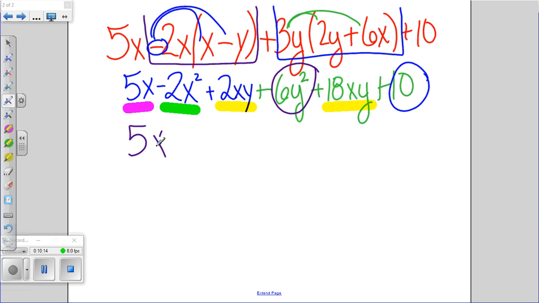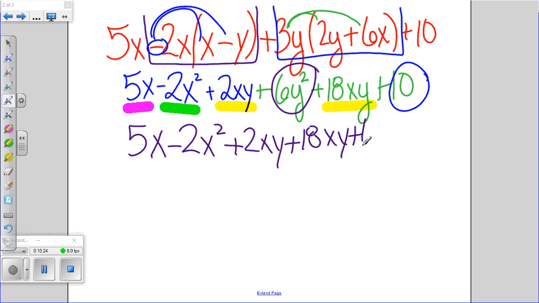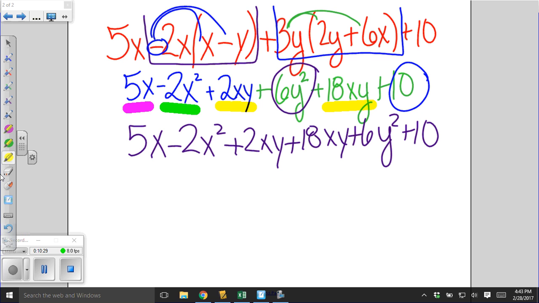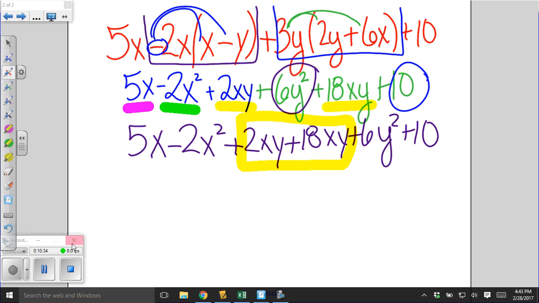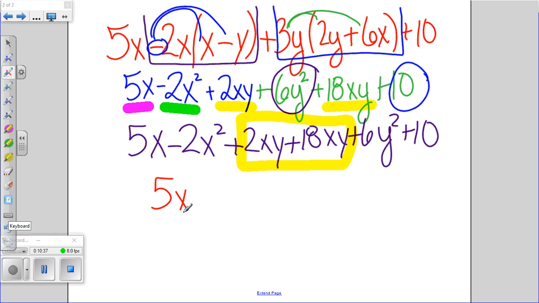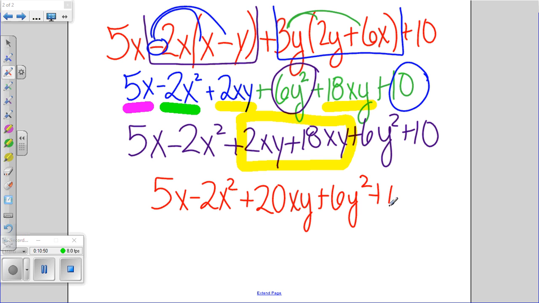So 5x minus 2x squared plus 2xy plus 18xy plus 6y squared plus 10. Again, the only terms that I can combine are right here in the middle. Everything else stays the same. So I'm going to have 5x minus 2x squared plus 20xy plus 6y squared plus 10.